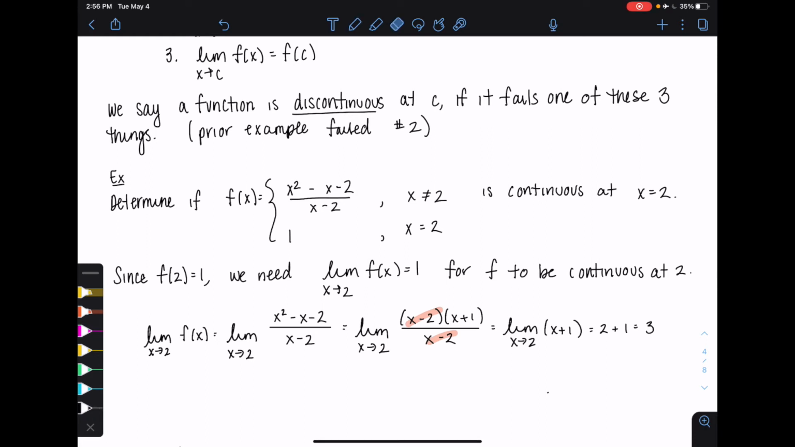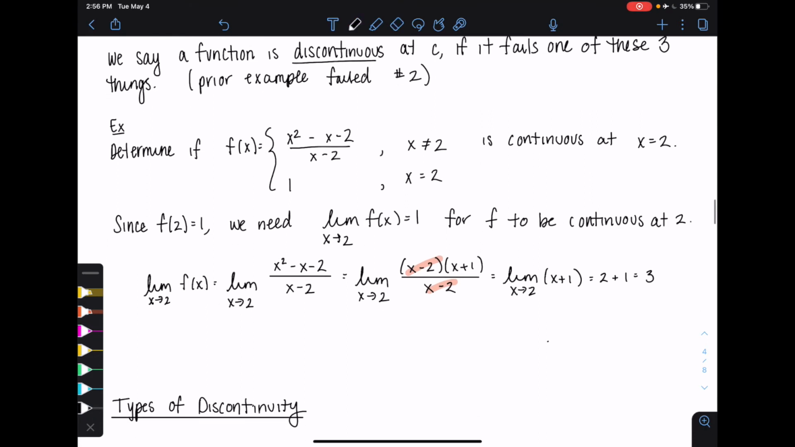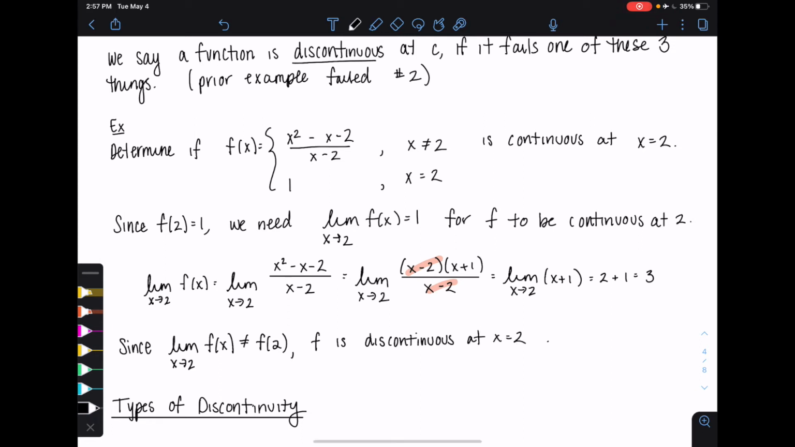So ultimately, since the limit as x approaches 2 of our function is not the same as the output of our function at 2, f is discontinuous at x equals 2. Okay.